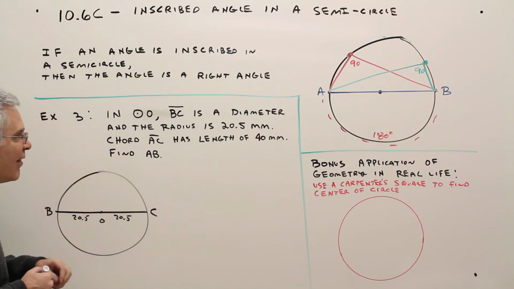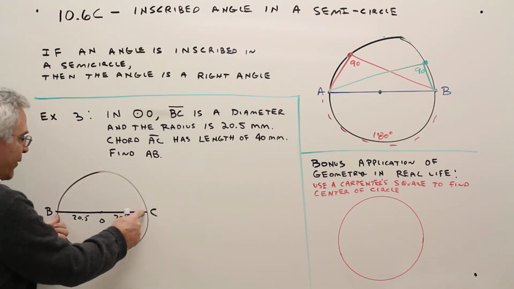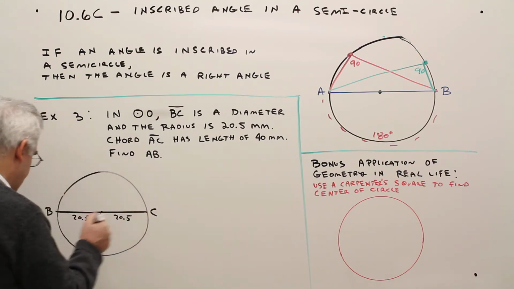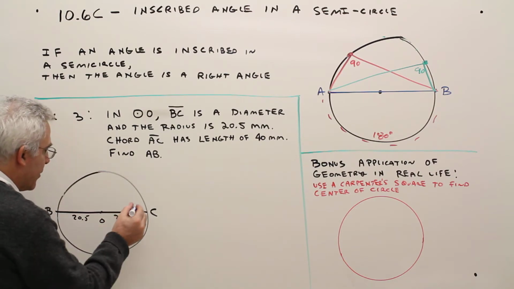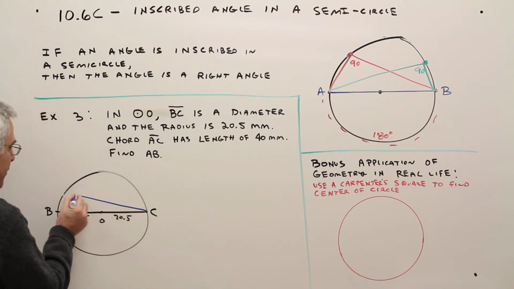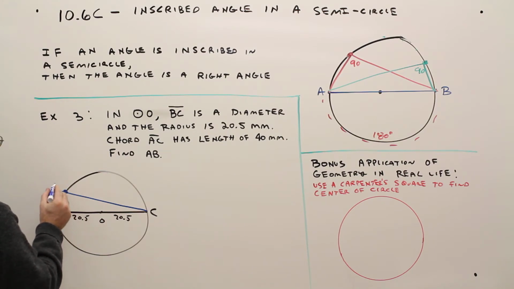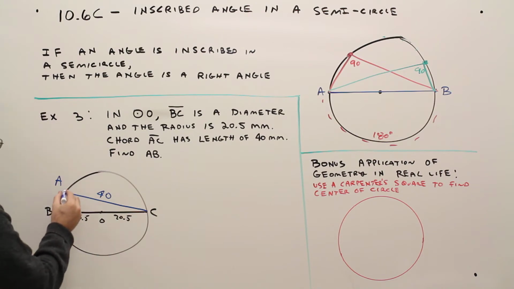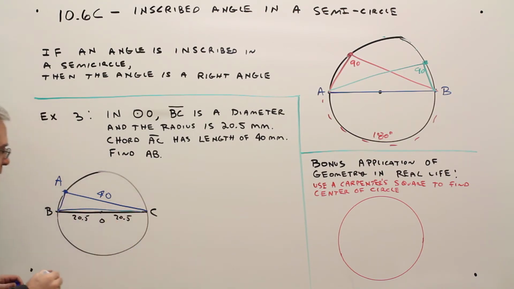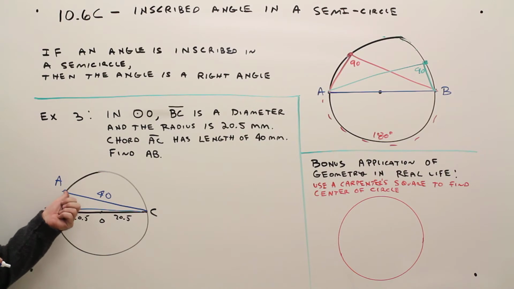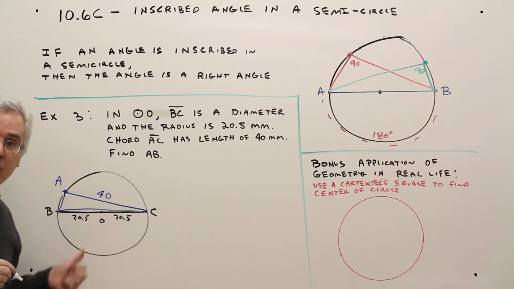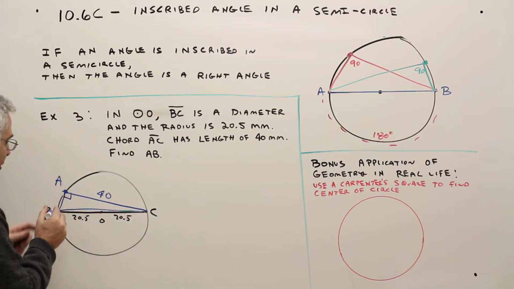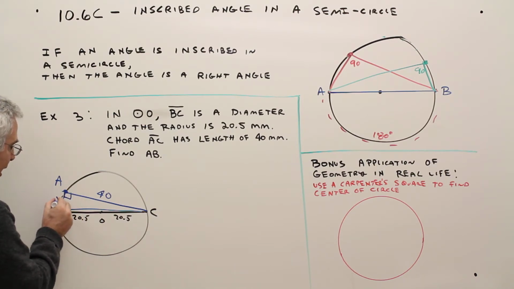Chord AC has a length of 40 millimeters. So if this is 41 and if it's 40, if I want to draw it somewhat to scale, I'll make it a little bit longer. So I'll go something like this perhaps. And I'll call that point A. So that's 40, and it says to find AB. Oh, well, this angle is inscribed in a semicircle. So this is a right angle, and if I'm trying to find AB, I'll just call that x for now.